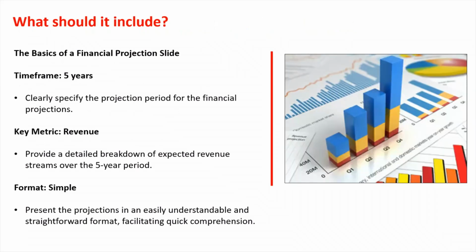So what should it include? Well, the basics of a financial projection slide, and the thing is, it's really easy. It should include a time frame of 5 years, which clearly specifies the projection period for the financial projections. People aren't interested in quarters. They're really just interested in what this is going to look like in 5 years. And the key metric most of them want to see is revenue, because revenue solves a lot of problems for most investors. So provide a detailed breakdown of expected revenue streams over the 5-year period.